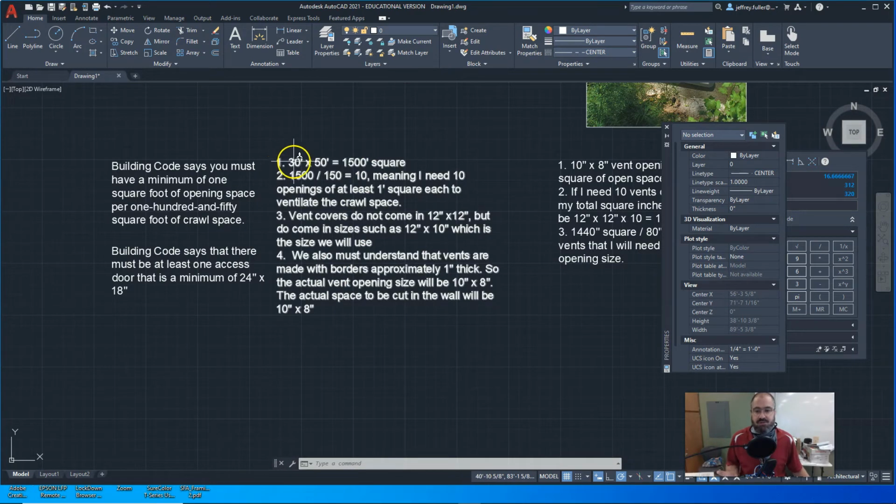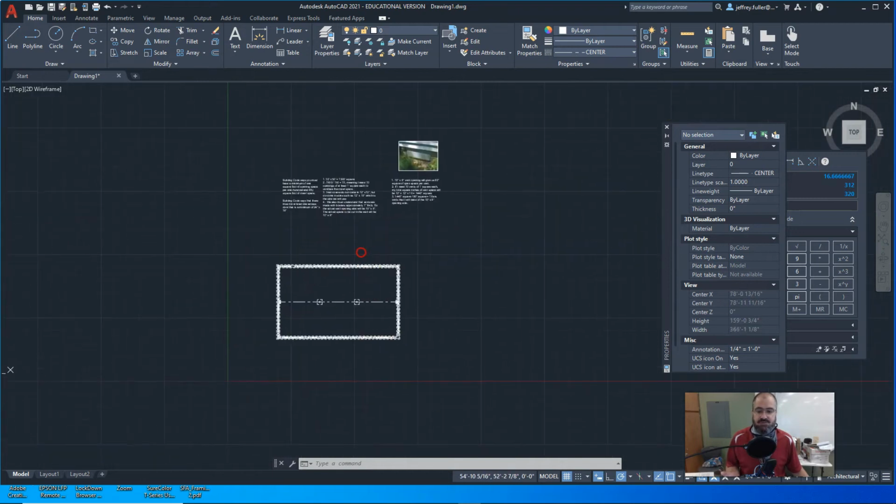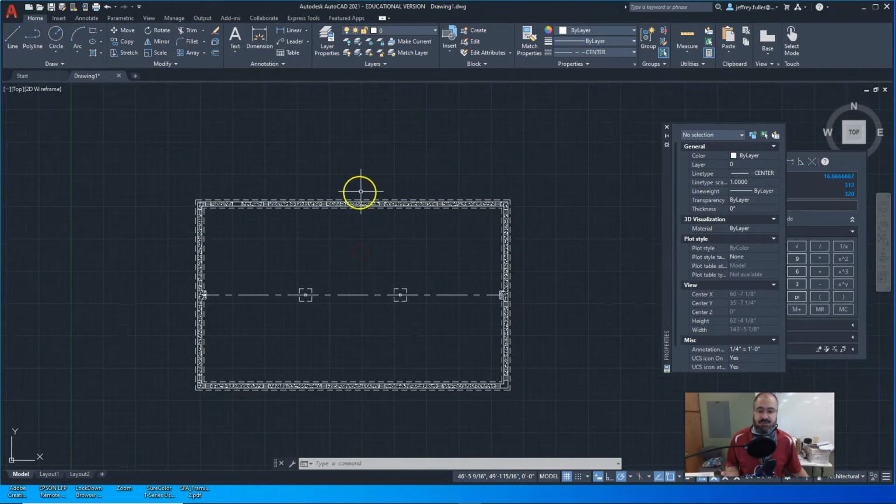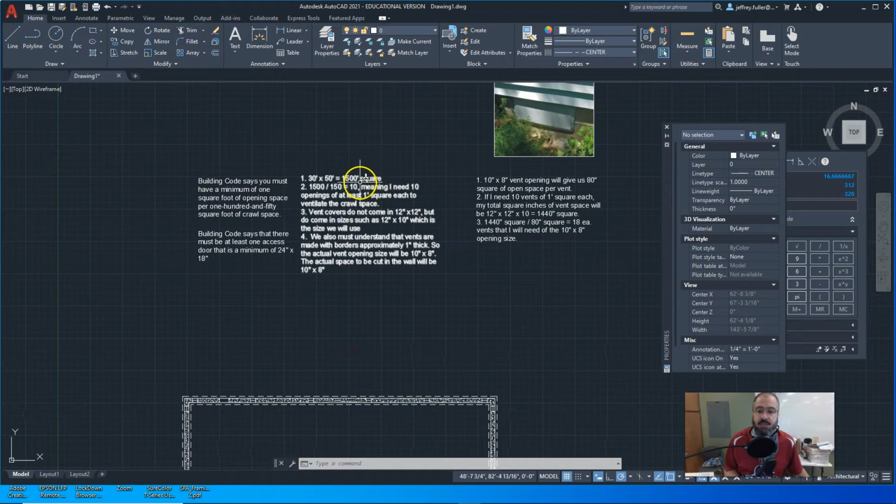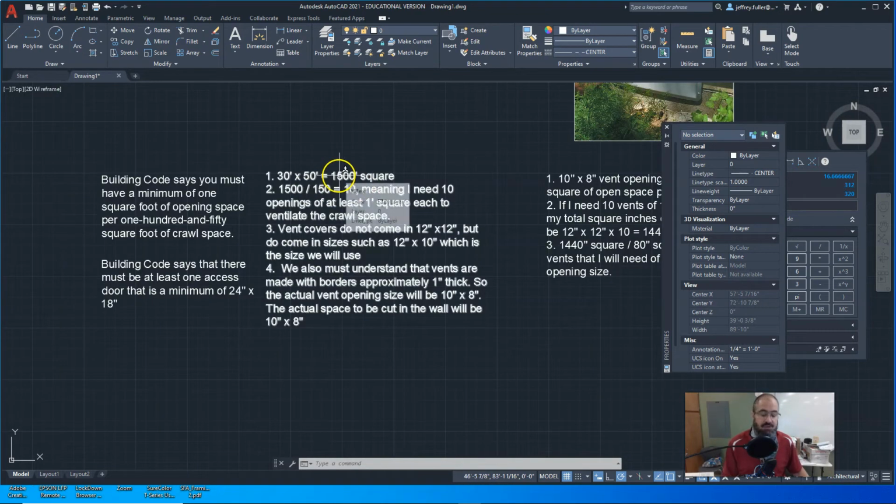So if we have a 30-foot by 50-foot foundation, that equals 1,500 square feet of area. So 1,500 divided by 150 equals 10. So that means I need 10 openings of at least 1 square foot each to ventilate the crawl space. Okay.